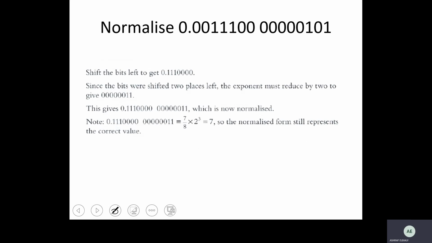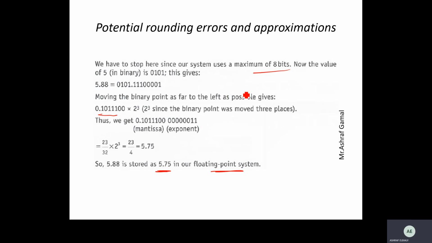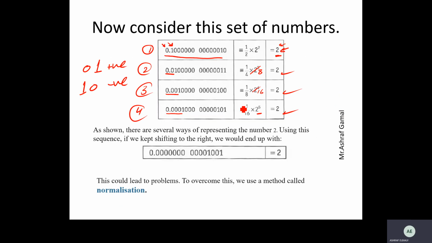Okay, that's all for now. I hope that you understood this topic of floating point rounding errors and approximation, and also how to normalize the floating point.